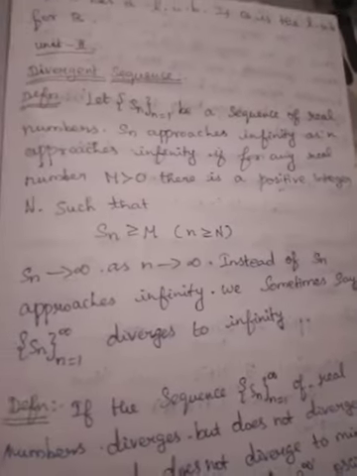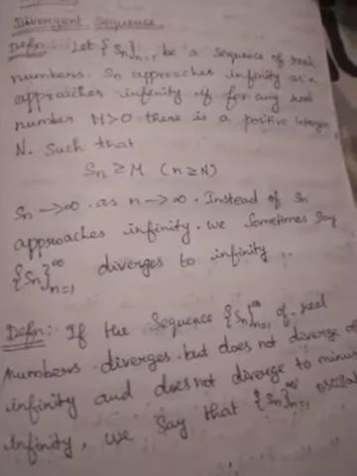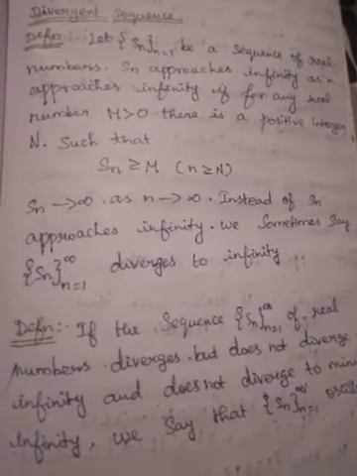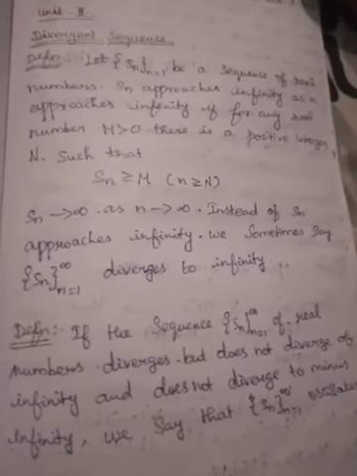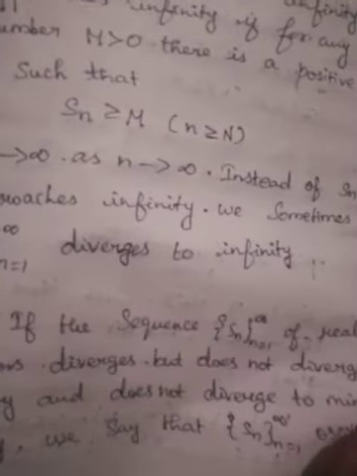Instead of "Sn approaches infinity," we sometimes say the sequence {Sn}, n equal to 1 to infinity, diverges to infinity. Next definition: if the sequence {Sn} of real numbers diverges but does not diverge to infinity and does not diverge to minus infinity, we say that {Sn} oscillates. Oscillates means either converge or diverge.